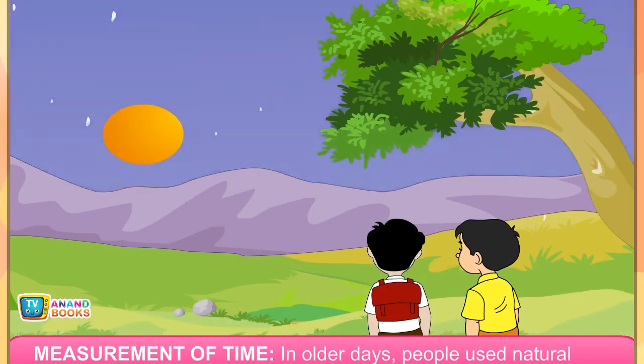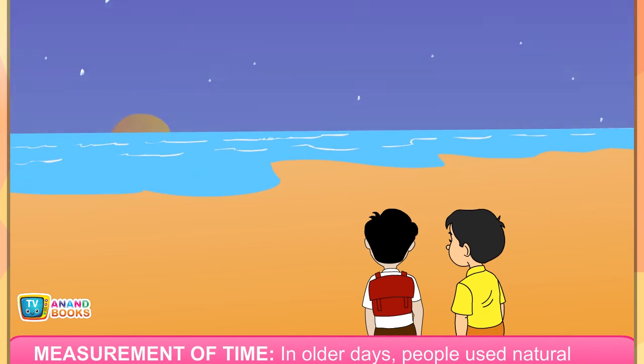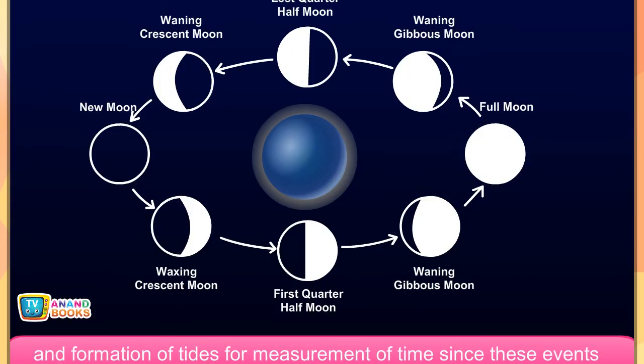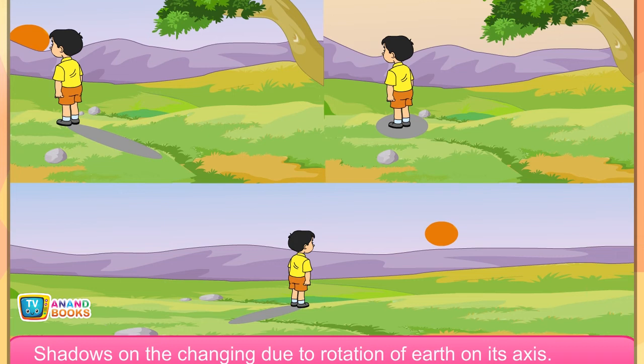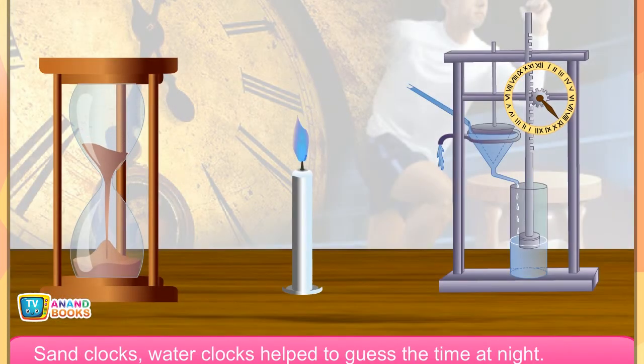Measurement of time. In older days, people used natural events such as rising and setting of sun, phases of moon, and formation of tides for measurement of time, since these events are periodic. Shadows change due to rotation of Earth on its axis. People used this phenomenon to guess about time. Sand clocks, water clocks helped to guess the time at night. Burning candle was also used to know time.